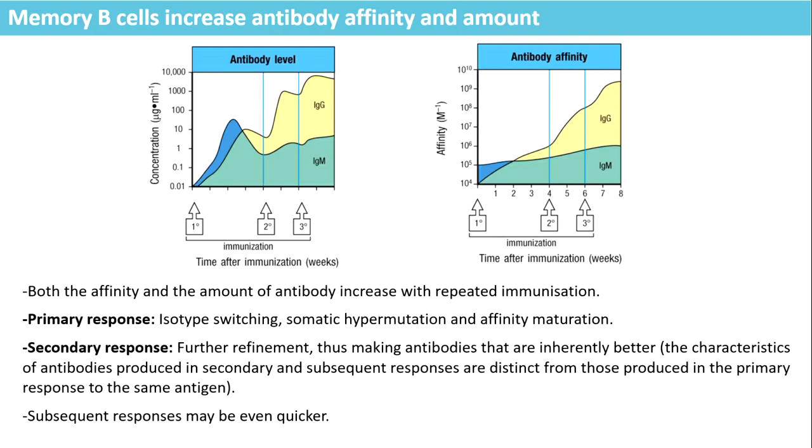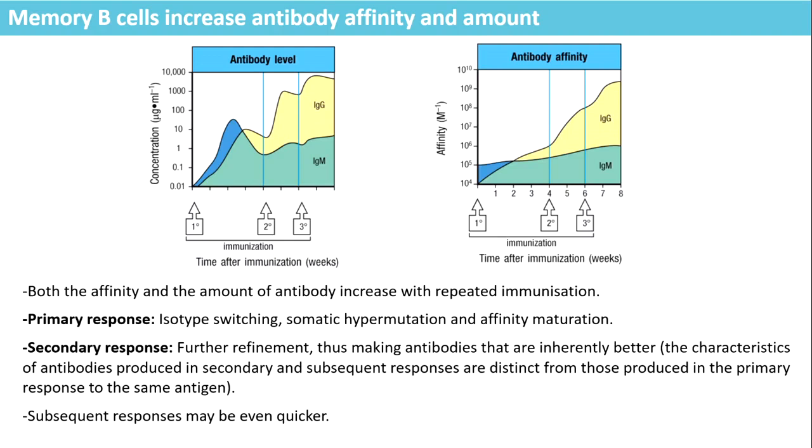So if we look at the antibody level and antibody affinity following different exposures, you can see that after the primary exposure we have a peak of IgM, and then after repeated exposures you'll see that this is overtaken by IgG, so we're getting our class switching going on here. And also if we look at the affinity, we'll see that the affinity increases as we get more exposures. So in the primary immune response, we're getting isotype switching, some somatic hypermutation and affinity maturation, so we're getting different classes of antibodies being made, but we're also increasing that affinity, so we're tailoring and tweaking that antibody.